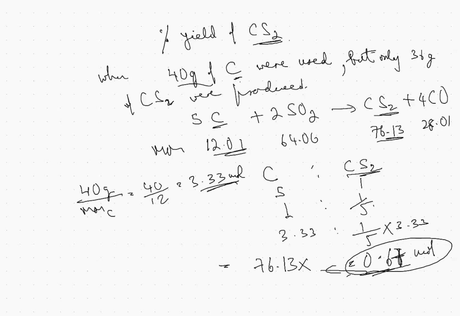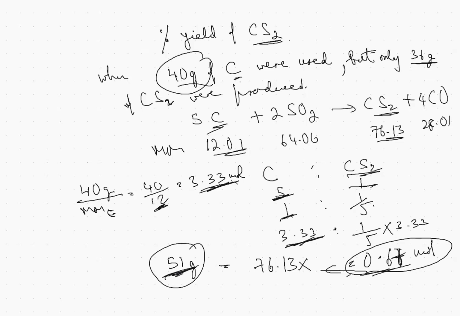We should have got 51 grams theoretically, right? Because when it is balanced, the balanced equation gives us 5 moles of carbon would give 1 mole of CS2. So 1 mole would give 1/5 of CS2. Then for 40 grams, we divide by the molar mass of carbon and got it as 3.33 moles. 40 grams had 3.33 moles. So 3.33 moles should give 1/5 of 3.33, which is 0.67.